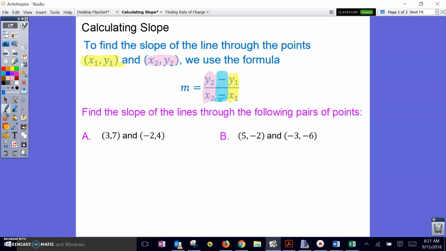Now, it really doesn't matter which point we choose as x sub 1, y sub 1, and which point we choose as x sub 2, y sub 2. The order that we put the points into the slope formula is completely unimportant as long as we do two things. Number one, the y's are in the numerator. Okay, that's the first thing that we need to make sure that we do when we set up our slope formula. The second thing is we need to make sure we vertically line up the coordinates from the same point.